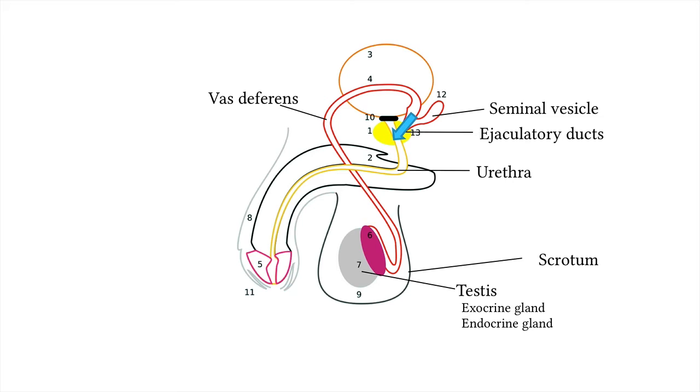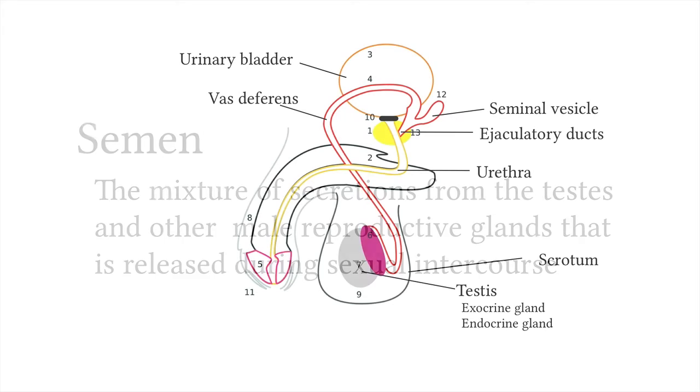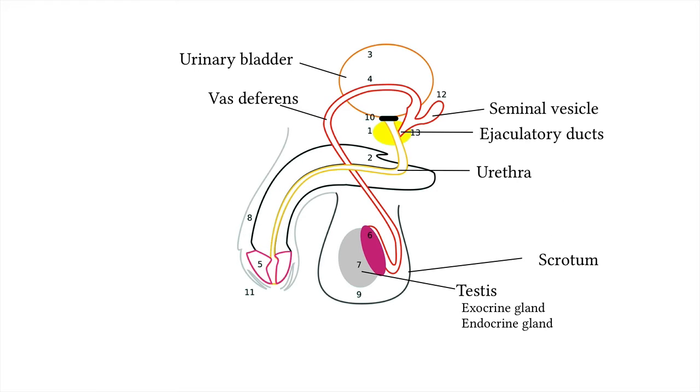Now, the urethra is the tube for urine removal, leading from the urinary bladder to the outside of the body. In the male, this tube is also used for the passage of semen out of the body. Semen is the mixture of secretions from the testes and other male reproductive glands that is released during sexual intercourse. To control the movement of urine or semen, there's an internal urethral sphincter muscle located here. During sexual intercourse, the sphincter muscle automatically contracts so that urine is not released.